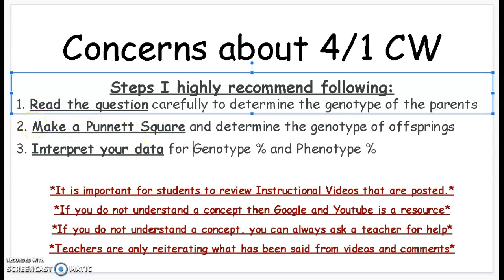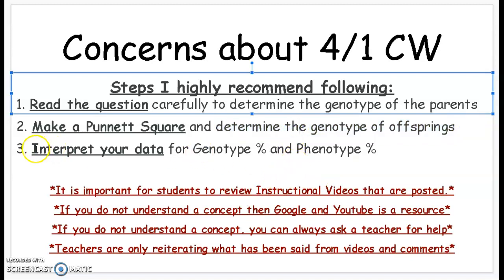We did not provide a Punnett square. Some of you were asking for one. Now, you can add a table into the Google Doc, or you can do it on pen and paper. And so for step 2, after you determine the genotype of the parents, I suggest making a Punnett square and fill in the Punnett square in order to determine the genotype of the offspring.